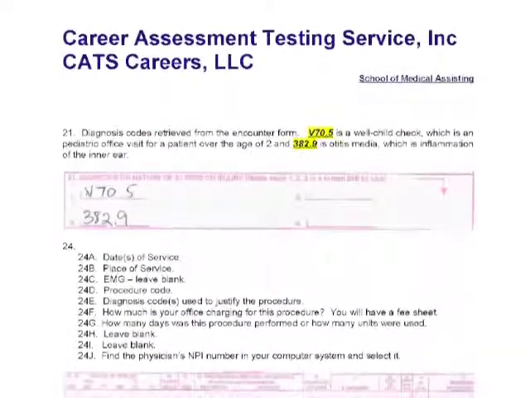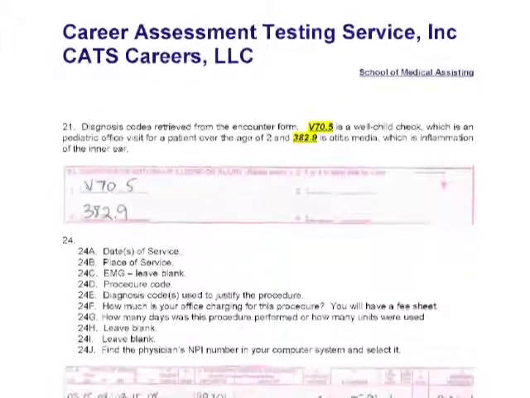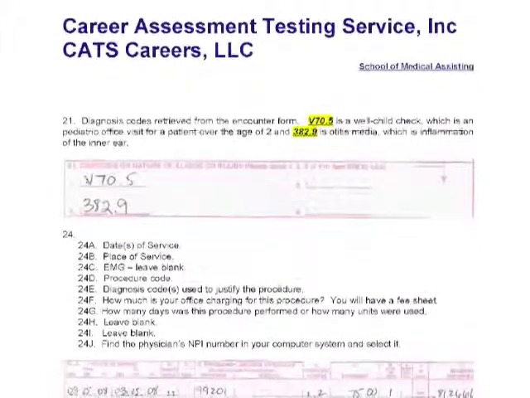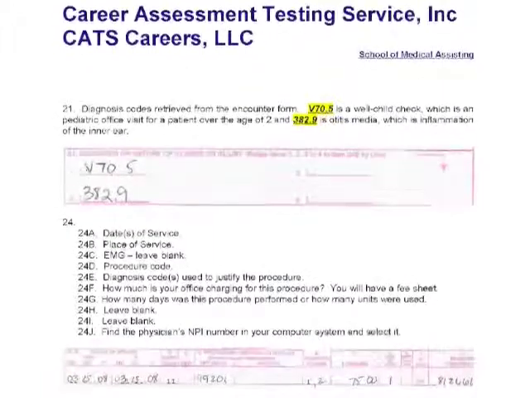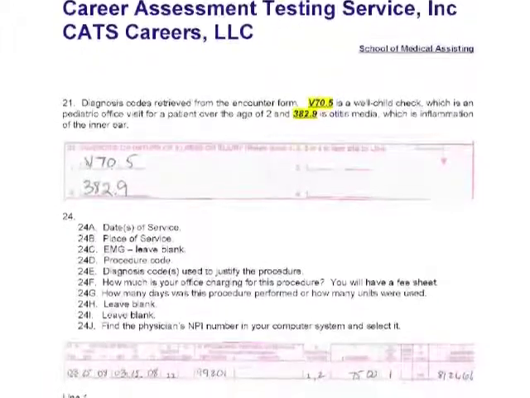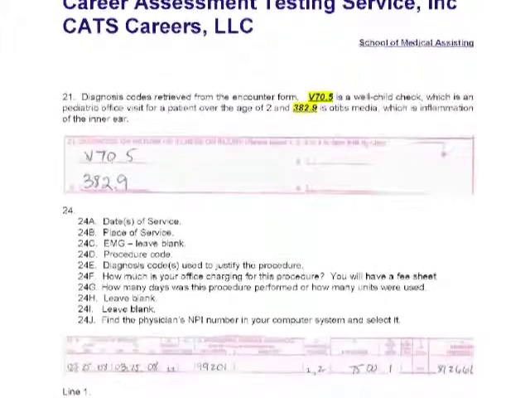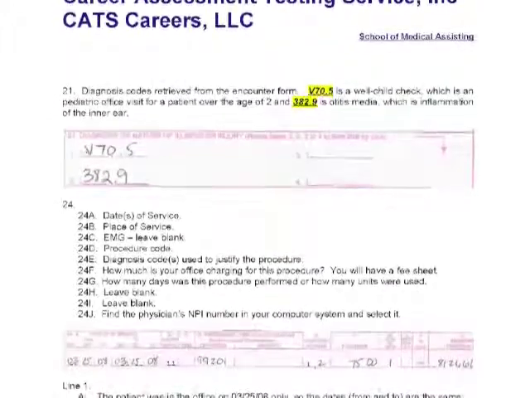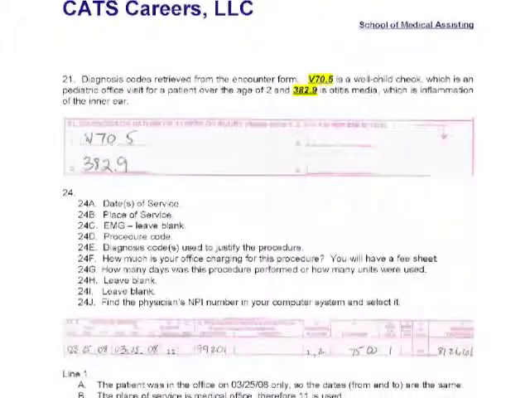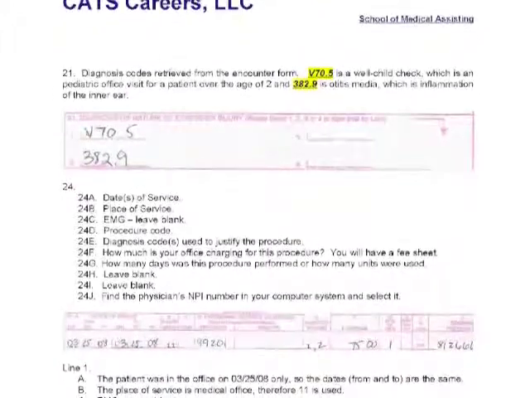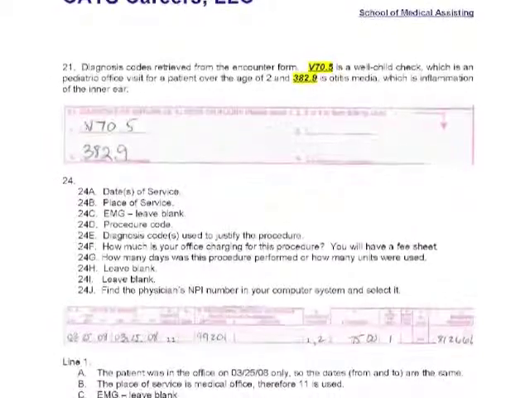Diagnosis codes, retrieved from the encounter form. B70.5 is for the well child check. Well child check for that one is the patient is at the pediatric office and the patient's over the age of 2. The next diagnosis code is 382.9. It's for otitis media, which is inflammation of the inner ear. And you see we have them listed in the block. In number 1, B70.5, and 2, 382.9.